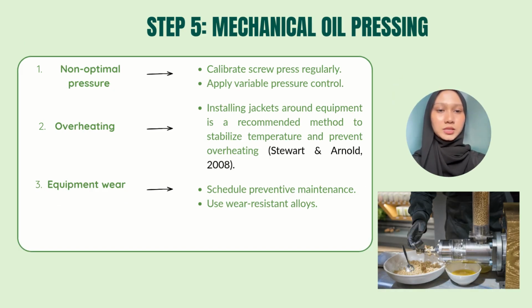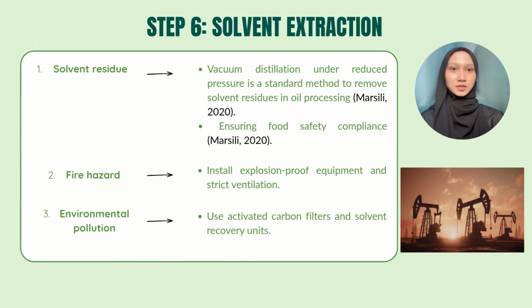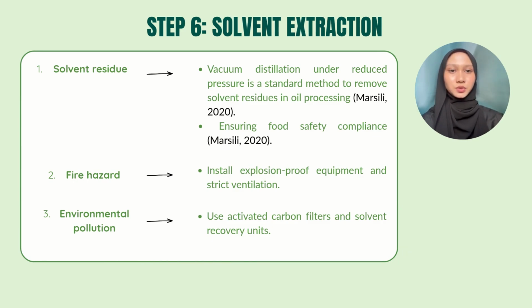Step 5, mechanical oil pressing. Non-optimal pressure is solved by calibrating screw presses and applying variable pressure control. And for the overheating issue, Stewart and Arnold have discussed this issue, suggesting installing a jacket around the equipment. Step 6, solvent extraction. The issue in this process is solvent residue. Mosley has stated that this issue can be solved by using vacuum distillation. Next, fire hazards are controlled with explosion-proof equipment and ventilation.